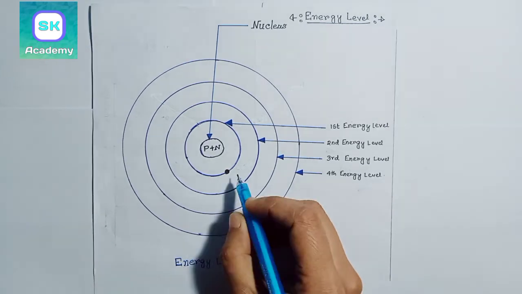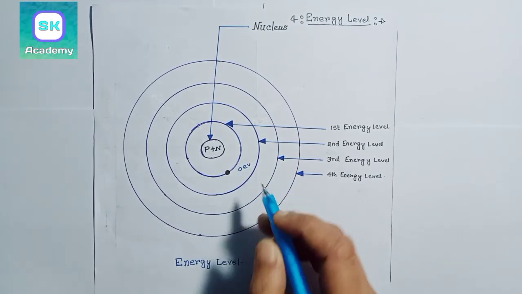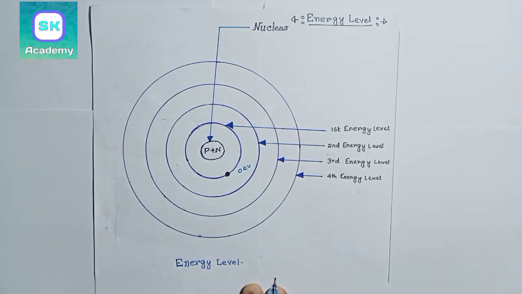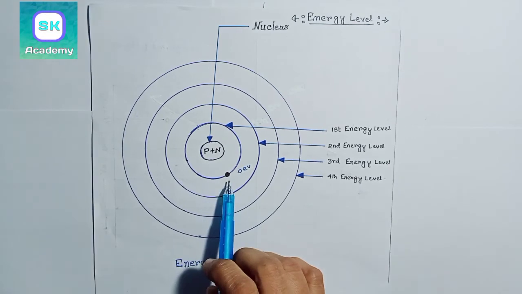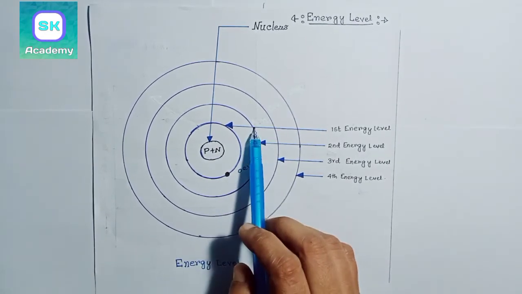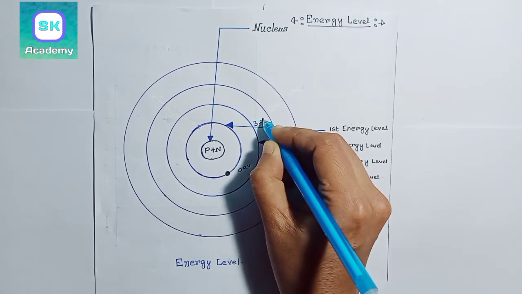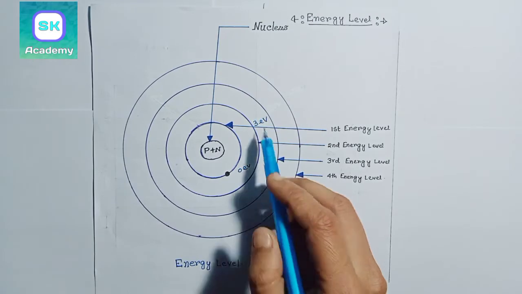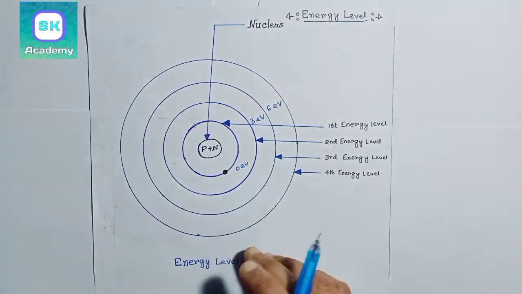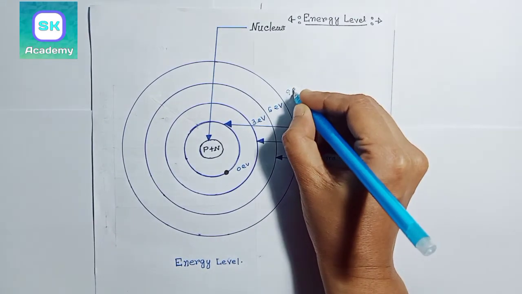We represent energy level in electron volt. Suppose energy of first orbit is 0 electron volt. Energy of second orbit is 3 electron volt. Energy of third orbit is 6 electron volt. And energy of the fourth orbit is 9 electron volt.